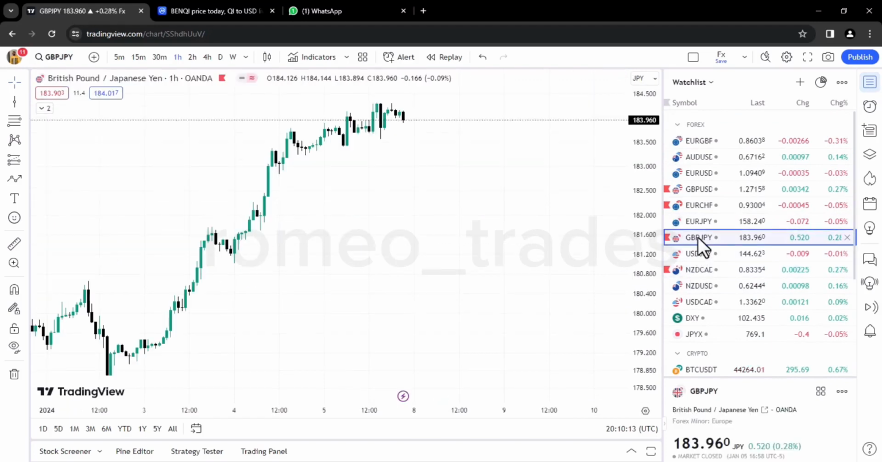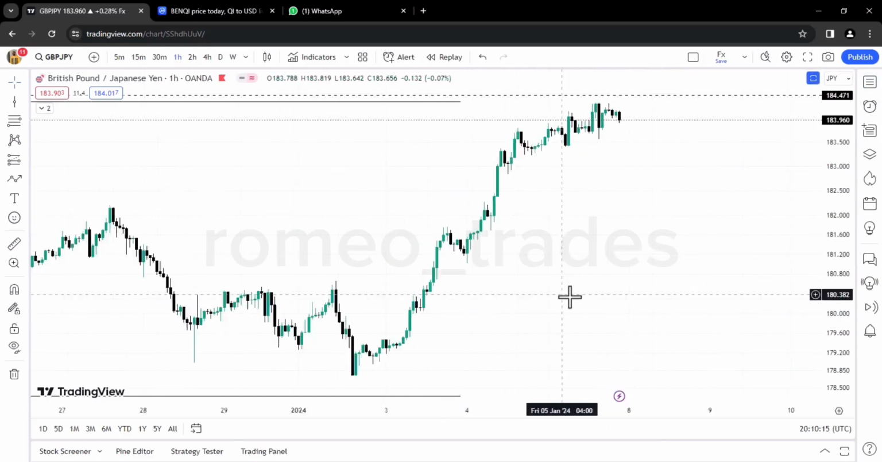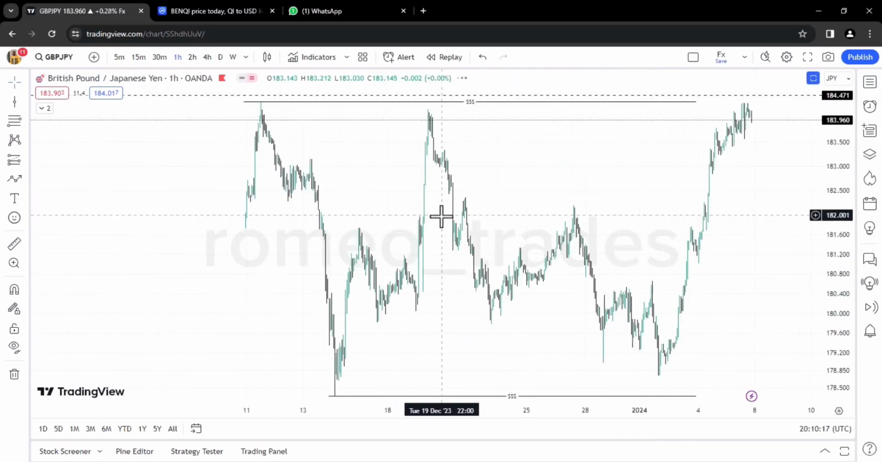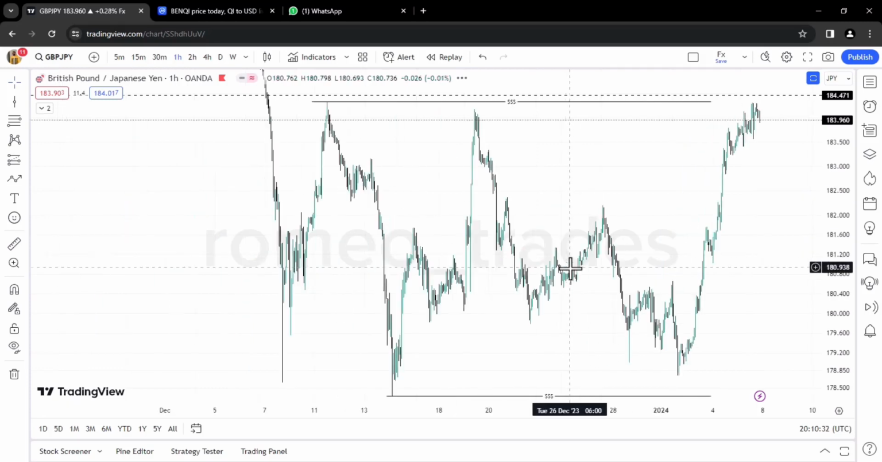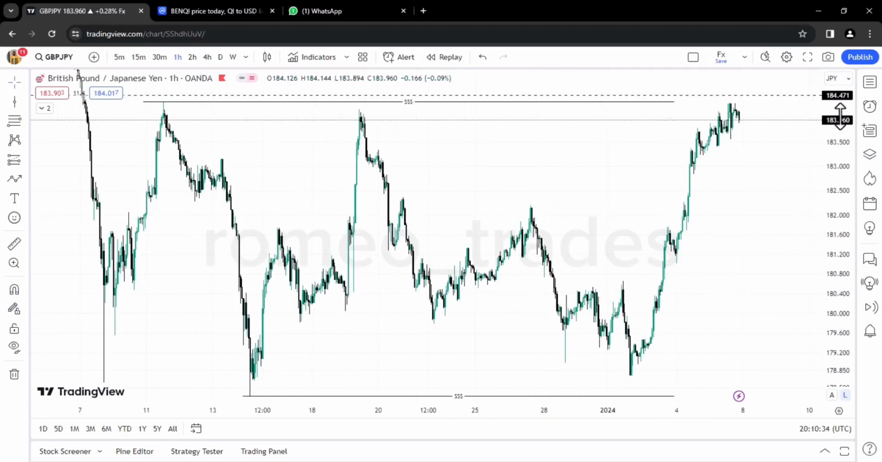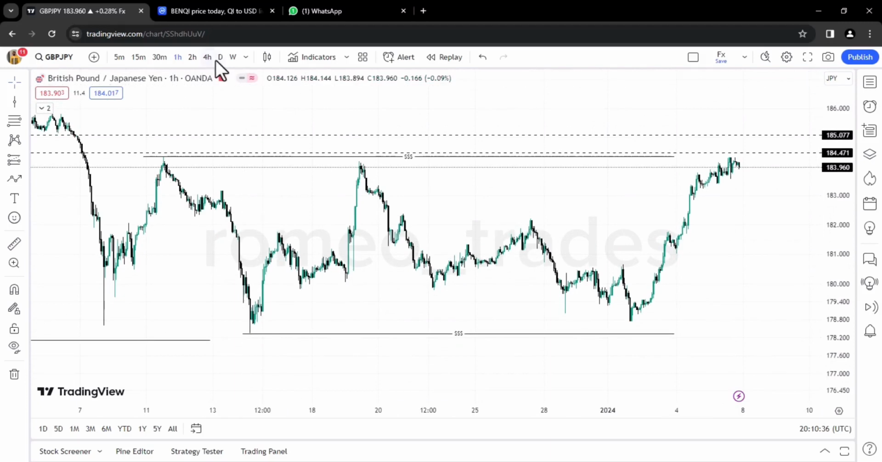GBP JPY. Yes, this is GBP JPY, and this one is pretty interesting. Remember, while we looked at the JPY index, we saw that it's likely to move upwards. If JPY moves upwards, it means other pairs where JPY is the quote are likely to sell. Having that at the back of our mind, let's go to the daily time frame.